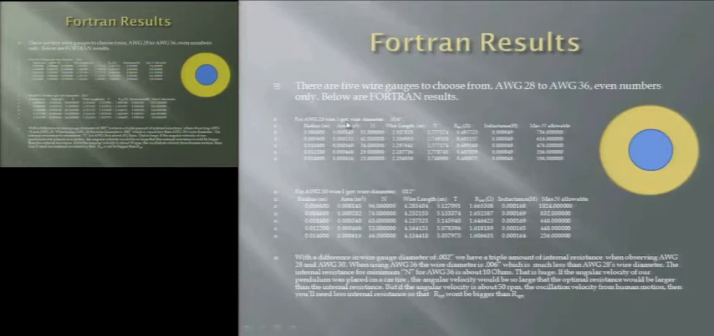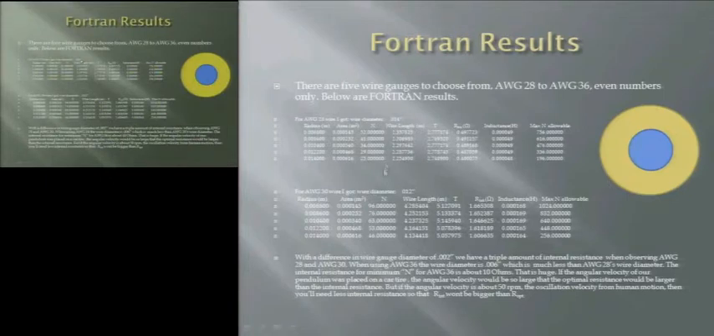My online supplier sells 5 wire gauges from AWG28 to AWG36, only the even numbers, so 28, 30, 32, 34, 36. AWG36 has a wire diameter of 0.006 inches. When I put this in the Fortran program, I found that the internal resistance for the minimum impedance matching condition was 13 to 15 ohms. You know what that means? That means if you have like 1,000 turns allowable, the internal resistance would be huge.